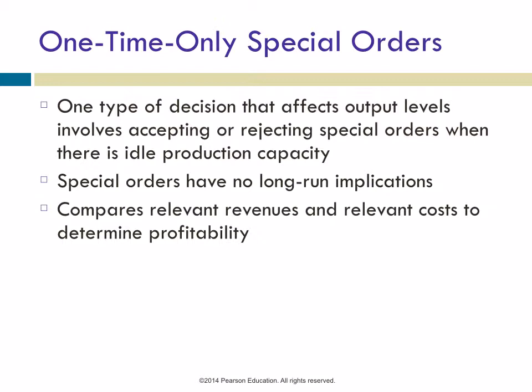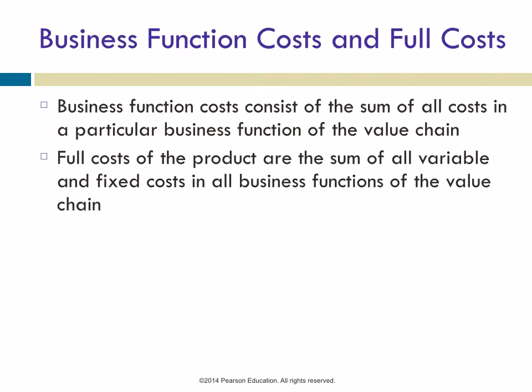So oftentimes we'll come across a situation where we need to determine whether or not we should accept some one-time-only special order. So this is a type of decision that is not going to affect really our future numbers. It's kind of a one-time shot. It's going to affect one specific period of time. No long run implications, but still we're going to determine whether or not we want to take that special order, whether it's in the best interest of the organization. We will compare relevant revenues and costs and determine overall profitability.